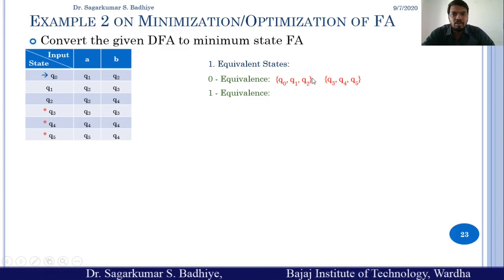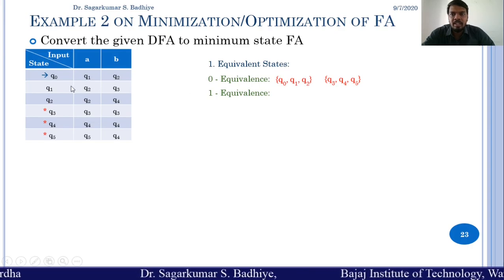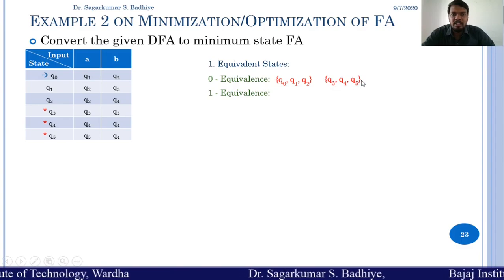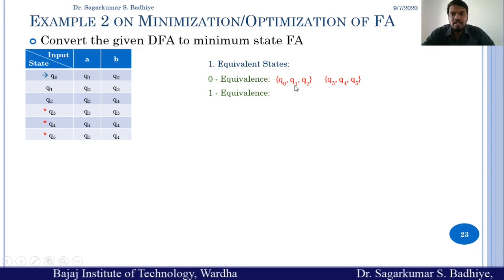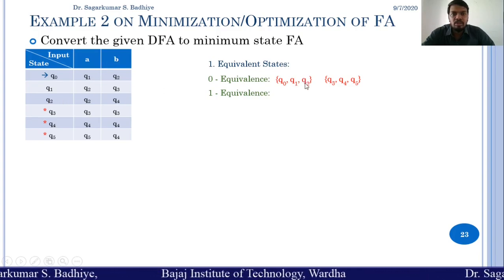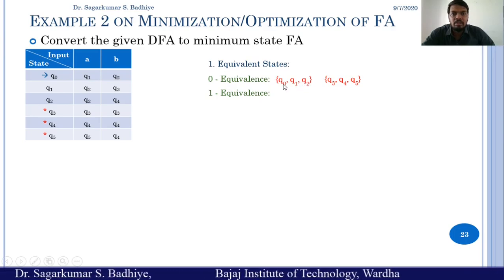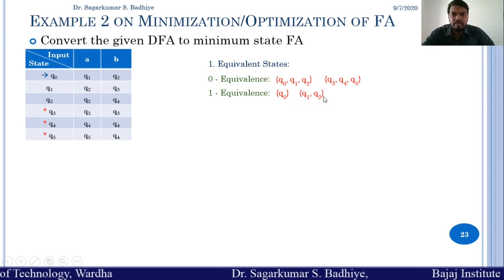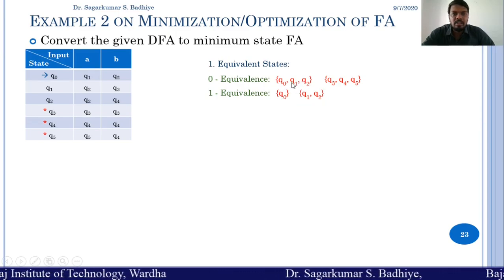Q0 on B goes to Q2 which belongs to this set. Q1 on B goes to Q3 which belongs to the set of final states, that is a different set. So Q0 and Q1 are not one equivalent for B input. Q2 on B goes to Q4. So Q2 is also not equivalent to Q0 as it also goes to a different state. So we partition these states into two sets as Q0 and Q1, Q2. So this set is now divided into two subsets.